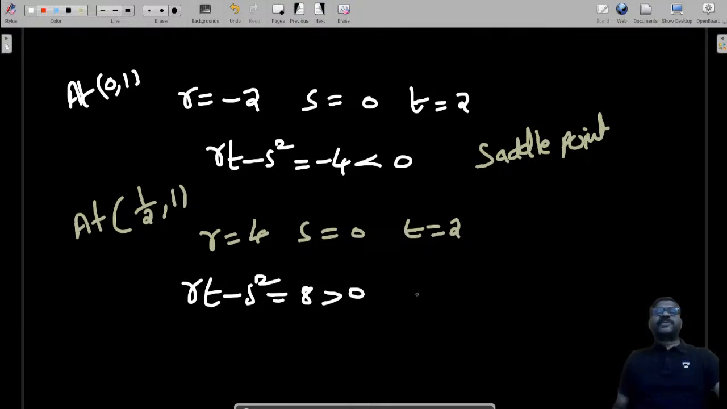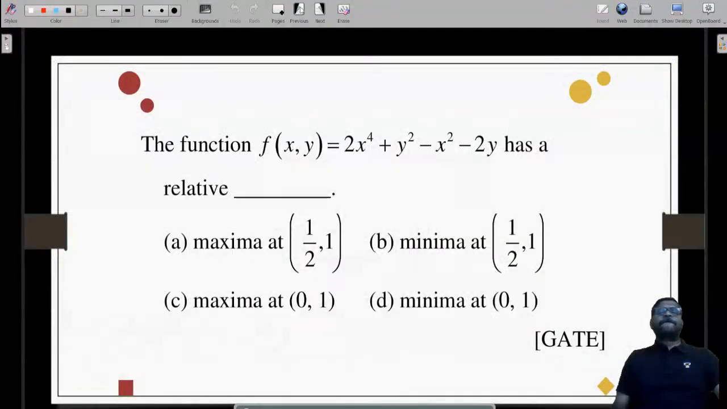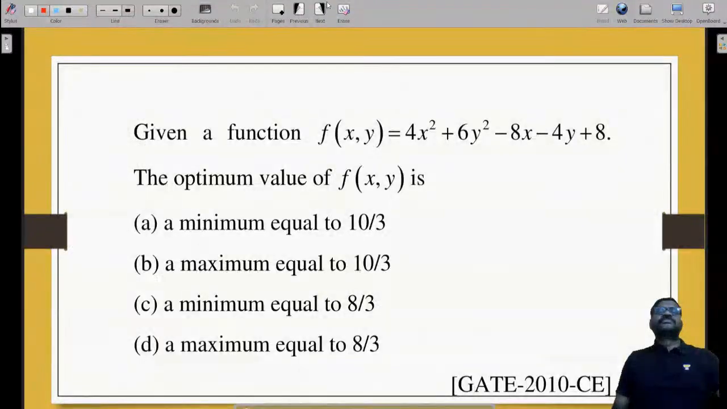rt - s² is 8, positive. r is 4, positive. Both are positive. Therefore, minima. The function attains minima at (1/2, 1). Next problem.